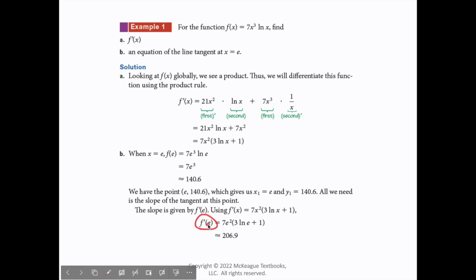We need to plug e into the derivative so we can find the slope at x equals e. So when we plug in x equals e, we have 7e squared times, using the factored form, 3 times the natural log of e, this is where we're plugging in the e, and then plus 1. The natural log of e is just 1, so we have 3 times 1 is 3, plus 1 is 4. So now we're going to have 28e squared.